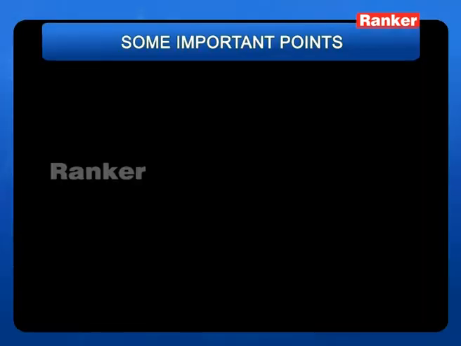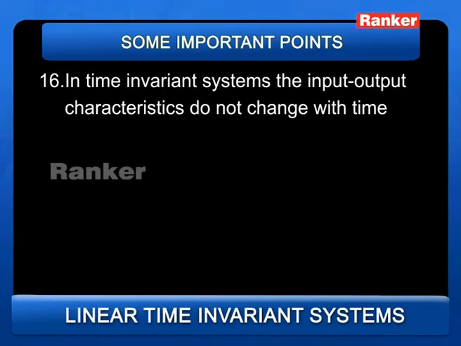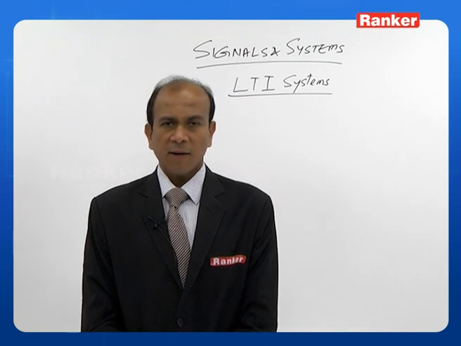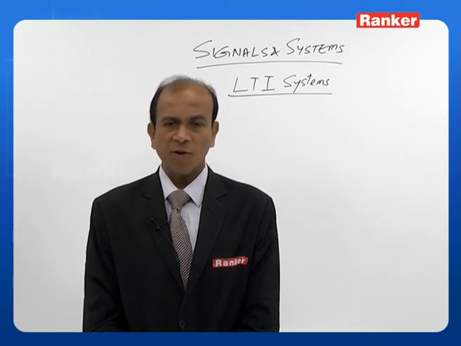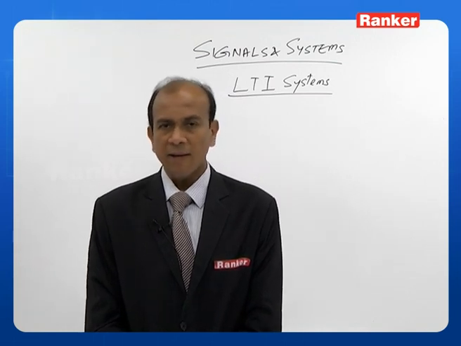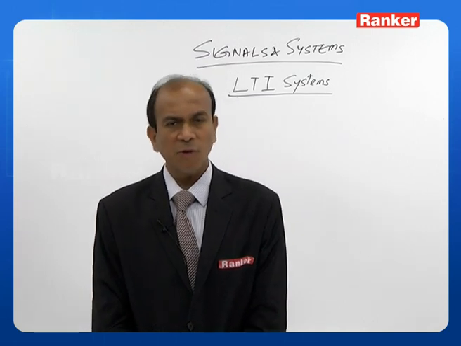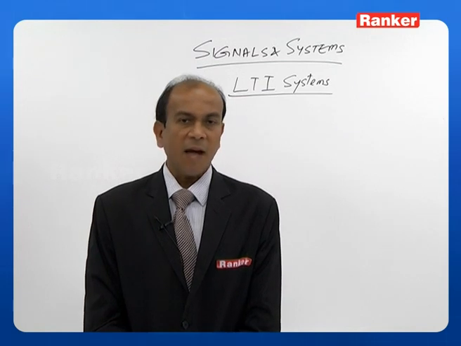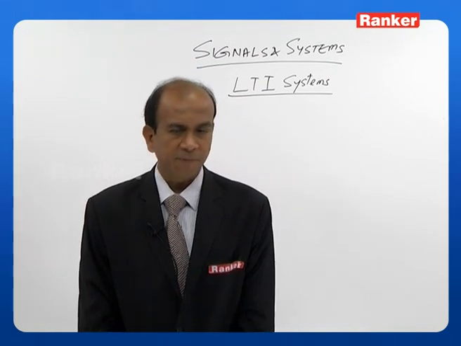Let us move on. Let us see the 16th point. What does the 16th point say? In time invariant systems, the input output characteristics do not change with time. Of course, when I say invariant, what does it mean? The input output characteristics do not change with time. They are only delayed. If the input is delayed, the output is also delayed, whereas the characteristics remain the same. This is called a time invariant system.